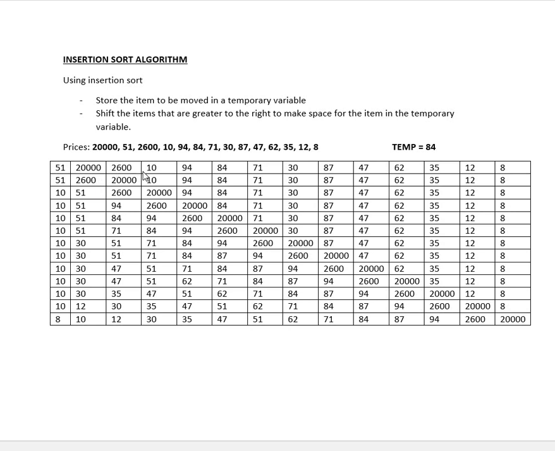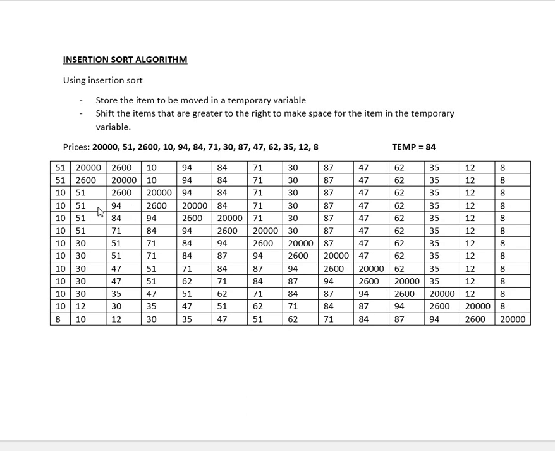The next number that we look at is the 10 right here. So we're going to take the 10. We see that it is smaller than all the others in front, so we know definitely that it will go in the front space. After placing it in the temporary variable, we shift everything to the right and place it at the front. Okay, so next in line is the 94. So we take the 94, put it in the temporary variable, and we analyze the others to see where it falls. It has been determined that it would fall between 51 and 2600.